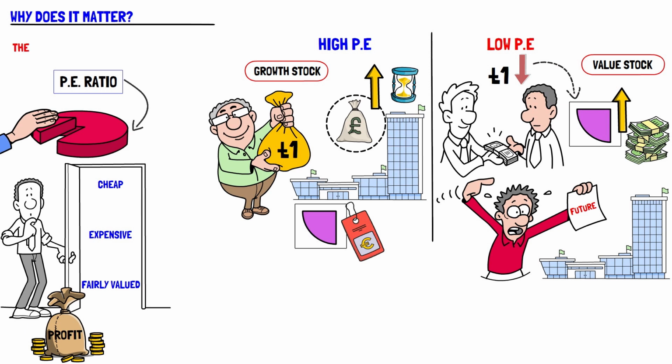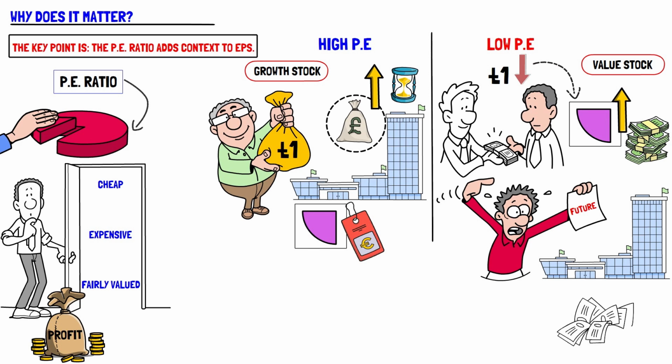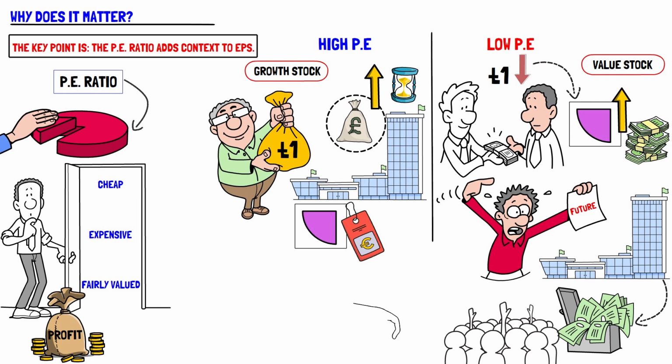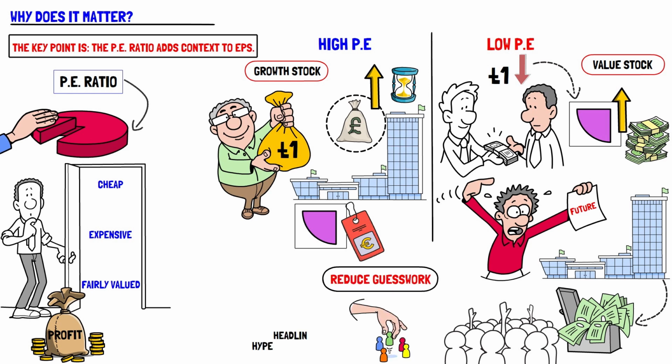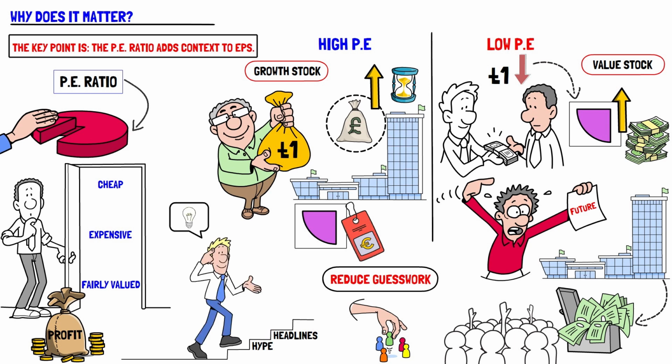For beginners, the key point is the PE ratio adds context to EPS. It tells you not just how much profit the company makes, but how much people are willing to pay for it. On a practical level, this helps reduce guesswork. Instead of being swayed by hype or headlines, the PE ratio gives you a quick check on whether you might be overpaying.